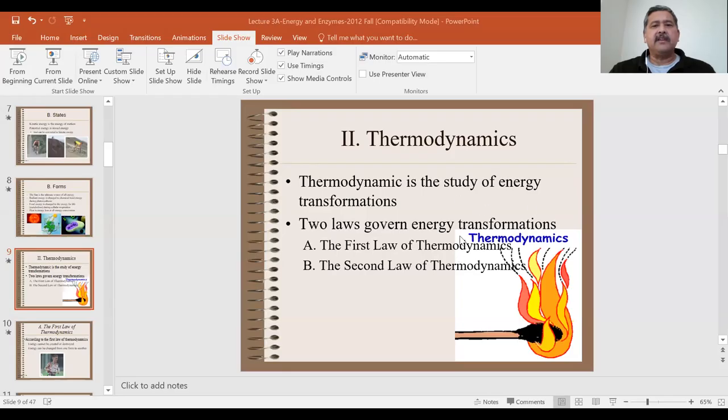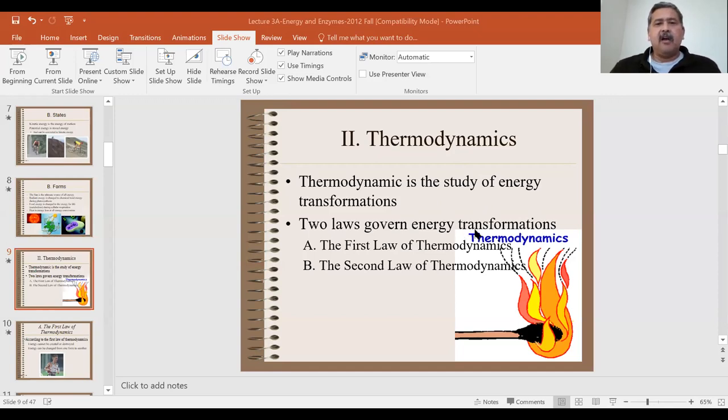Thermodynamics is a study of energy transformations, I wrote here. But really, what it is, is that you can only see the energy in the form of heat. So as we take a look back over here, it says thermodynamics is a study of energy transformations. It's easiest for us to measure those energy transformations by measuring heat.